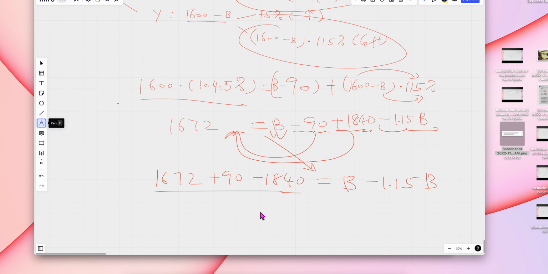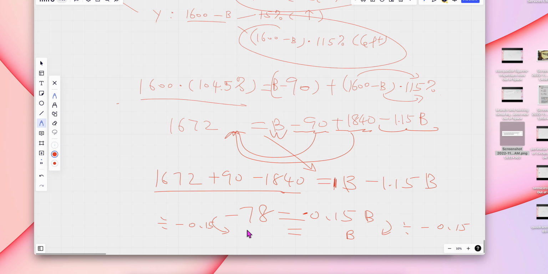So can you help me out with this? Minus... negative 78. Yeah. So over here is 1, so 1 minus 1.15, so 0.15 B. Yeah. So how do you get B? You divide by, it's minus, so it's divide by minus 0.15. You get B, right? So therefore this one you also need to divide by minus 0.15.